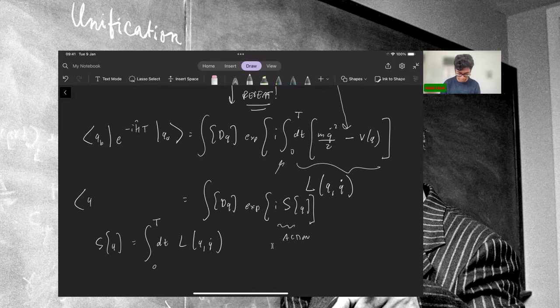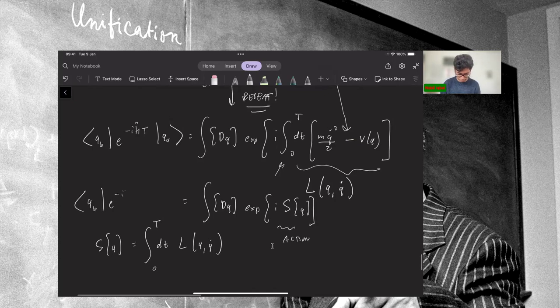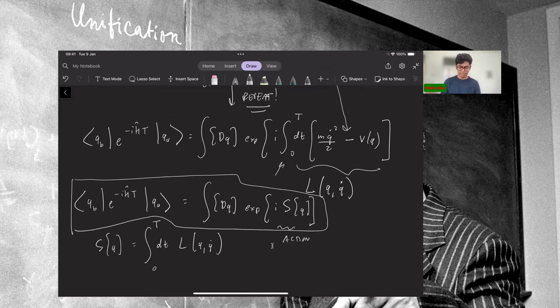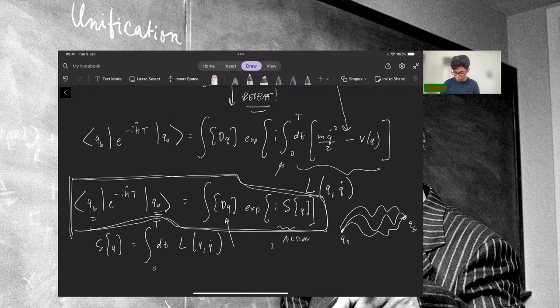So let me just repeat it here so I can emphasize the niceness of this formula. What this is saying is, to figure out the probability of going from QA to QB, what you should do is integrate over all paths. Now remember, there are boundary conditions on the path, and what this is actually saying is integrate over all paths that start at QA and end at QB.